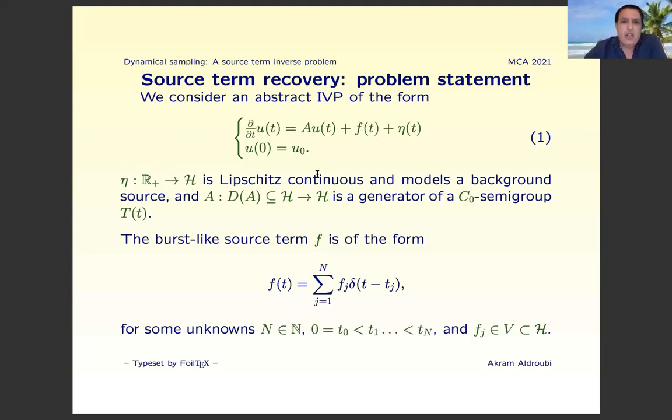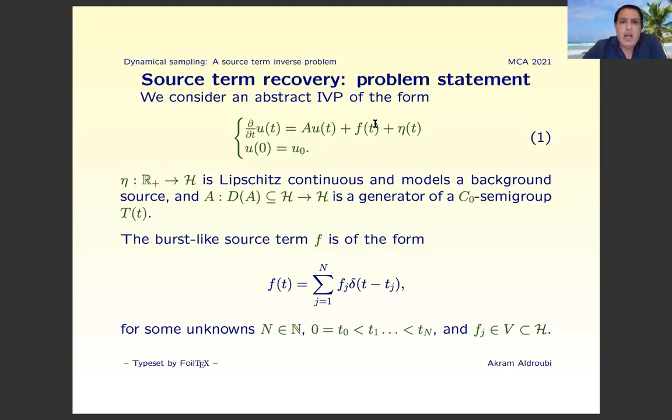A is some operator that has a domain in some Hilbert space H, and it generates a C0 semigroup that we are going to denote by capital T. And this other forcing function F is different from eta. It is burst-like, of this form: there's a burst at time t equal to t_j, with some function f_j which belongs to either a subset or subspace of H.